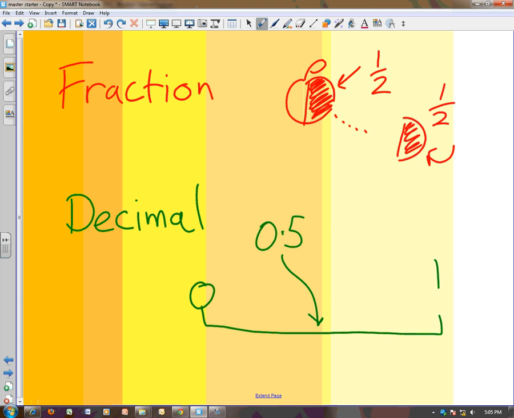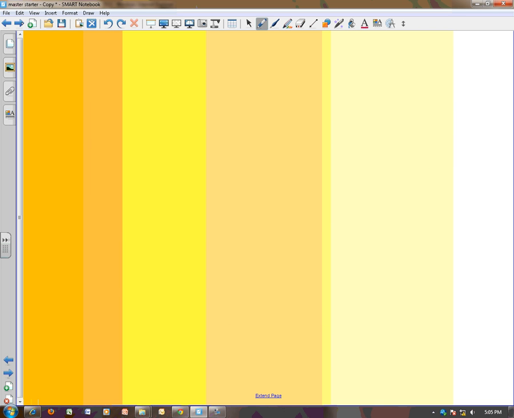In fact, it's the same as this apple here. 0.5 of an apple equals half of an apple. 0.5 of one apple equals half of an apple. Fractions and decimals are both parts of wholes. They mean the same thing often. It's just a different way of saying it.